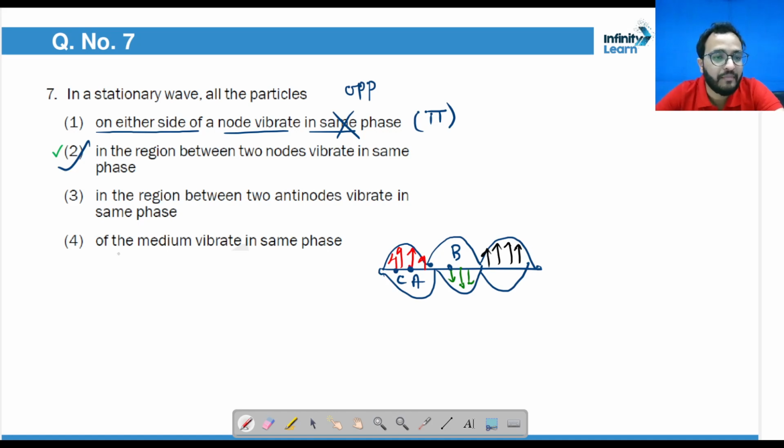Even if you want, you can see in the region between two antinodes, they vibrate. No, between two antinodes, they can be anything. Either they can be in the same phase or different phase. So wrong. Same medium vibrate, wrong.